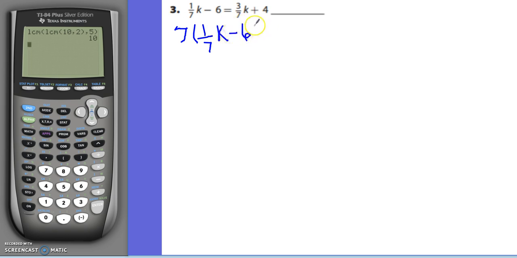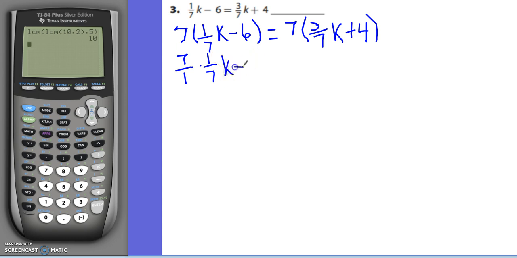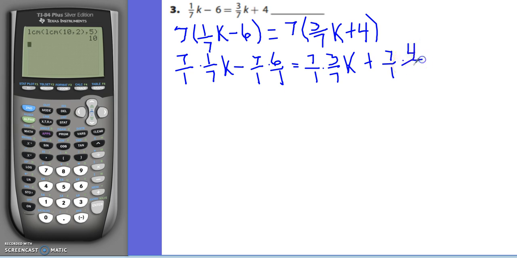So we have 7 times 1/7 k minus 6 equals 7 times 3/7 k plus 4. Alright, so when we do that, 7 times 1/7 k minus 7 times 6 equals 7 times 3/7 k plus 7 times 4.